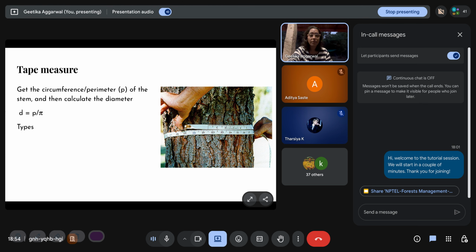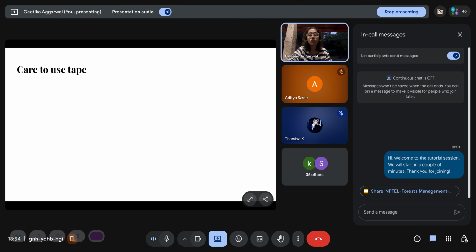There are different types of tape measures. They can be a cloth tape, a reinforced cloth, a plastic, or a metal tape measure. These are the different types generally used in measuring trees. Some care you should use if you're using a tape measure. It should not be very old, because if the tape measure is too old, or if it's a cloth one which is too old, it might get stretched, and then it will give you wrong readings for the circumference of the tree.